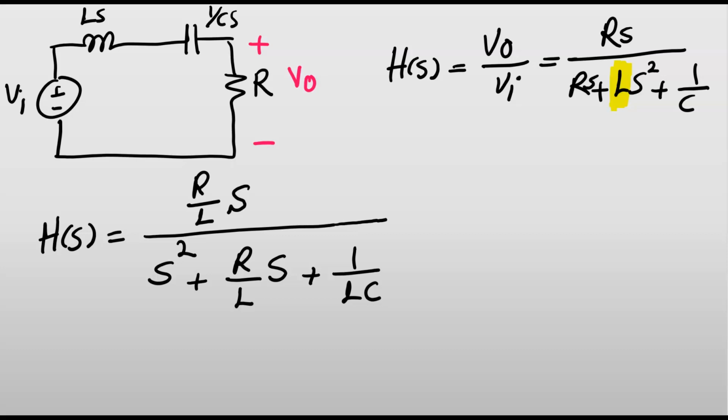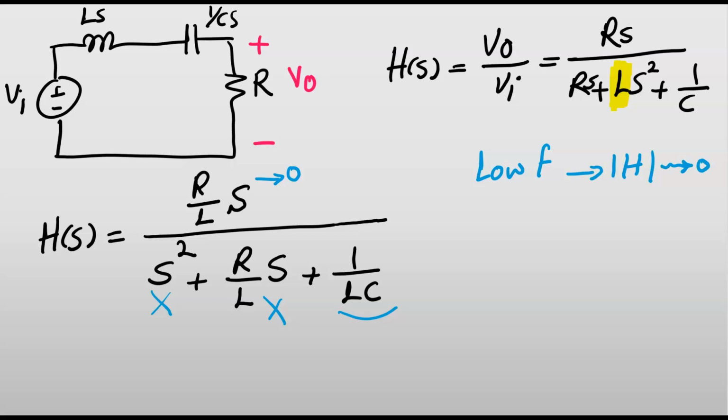Now you can check that by looking at this transfer function at low and high frequency. In low frequency, I can say that S is approaching 0. Then in the numerator, I have 0. In the denominator, these terms will disappear because they're 0, and I have a constant in the denominator. So I have 0 over a constant, which shows you that the magnitude of H approaches 0.